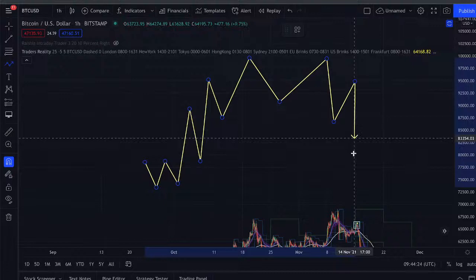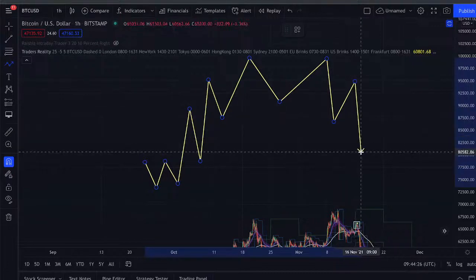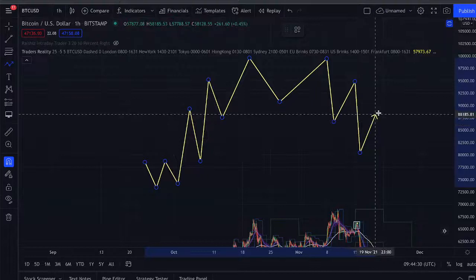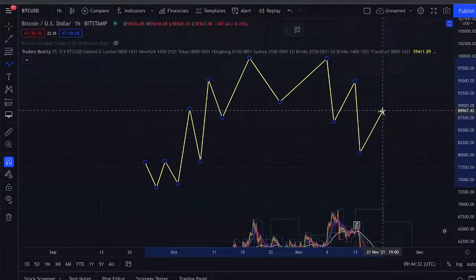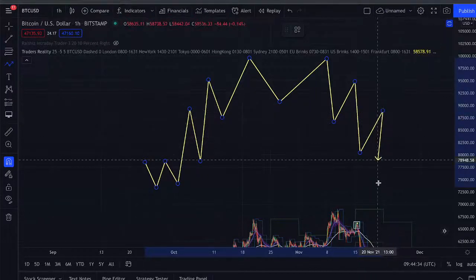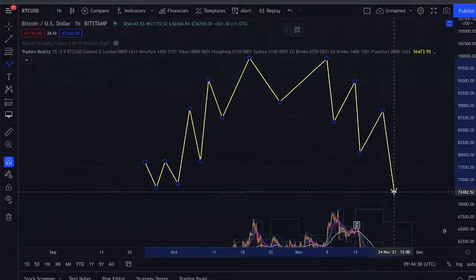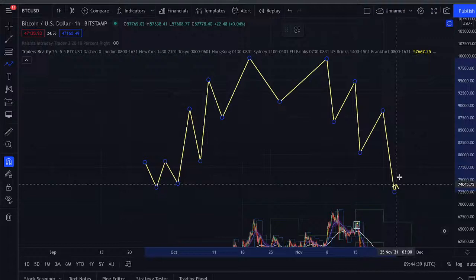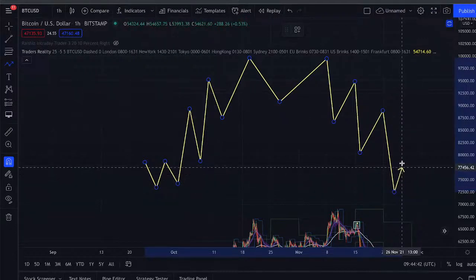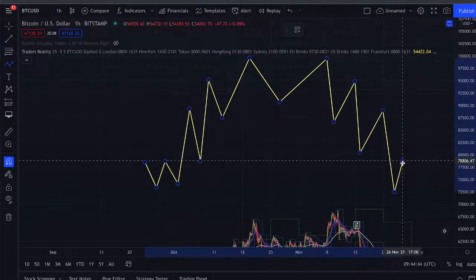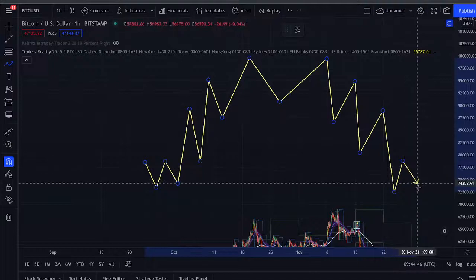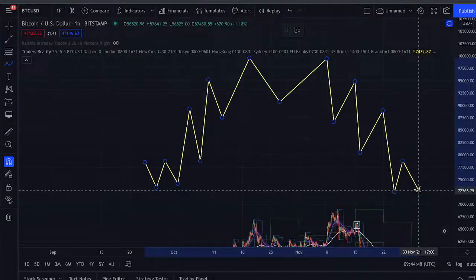Sorry, what am I doing? Yeah, like that. Because it's lagging a bit on my end. And then, boom. And what you'll see is you'll see this pattern form a lot.